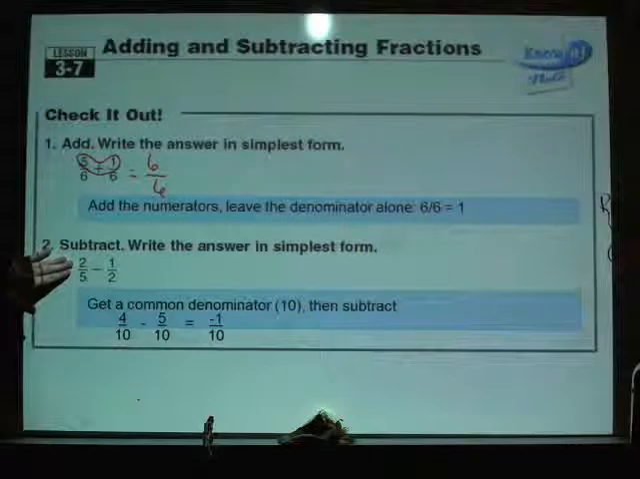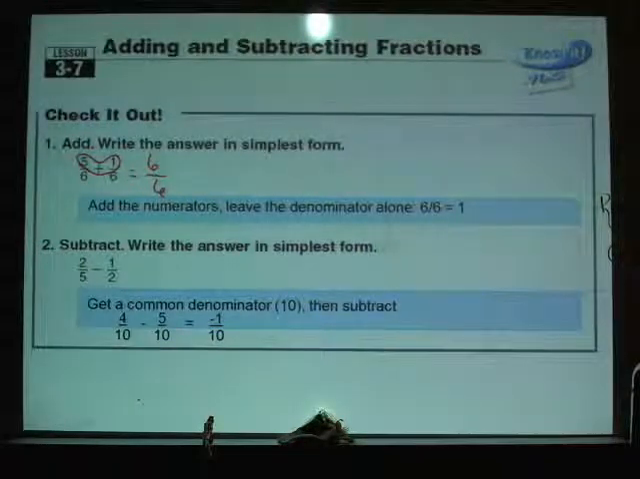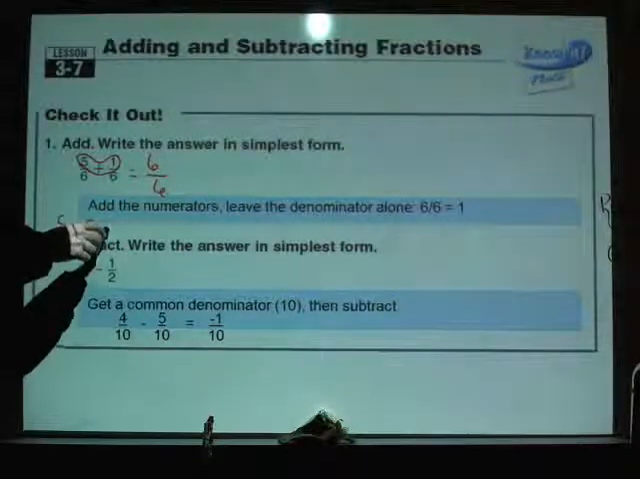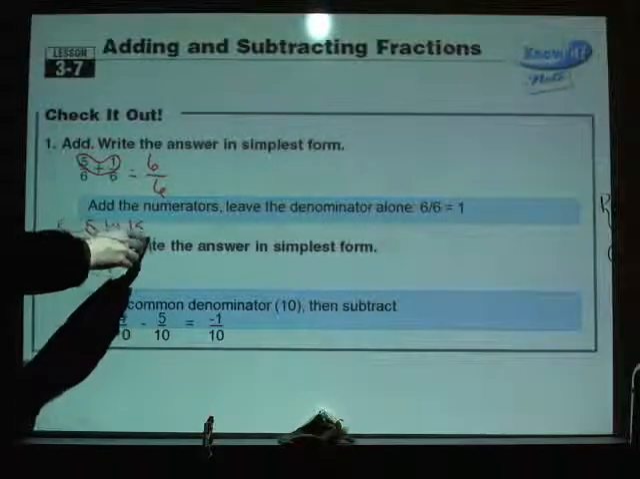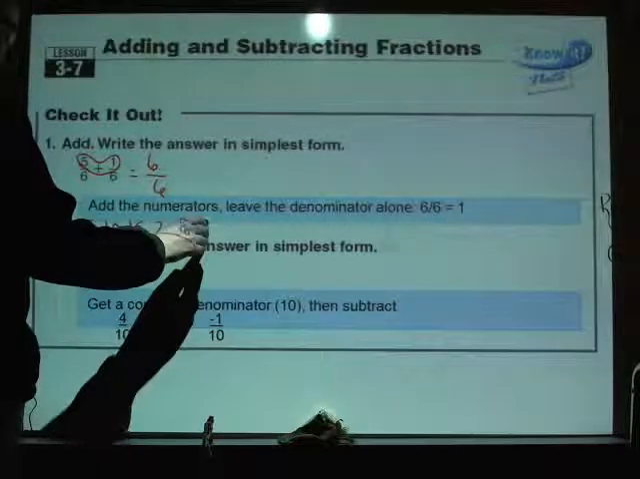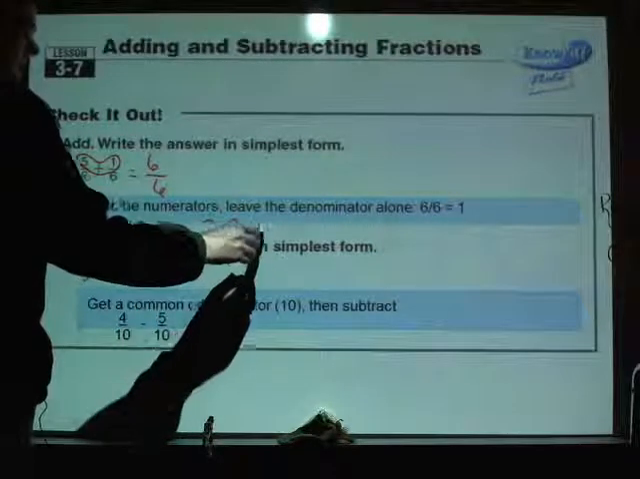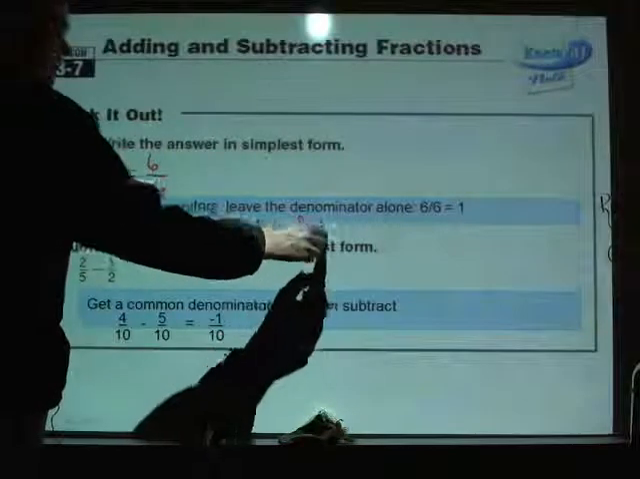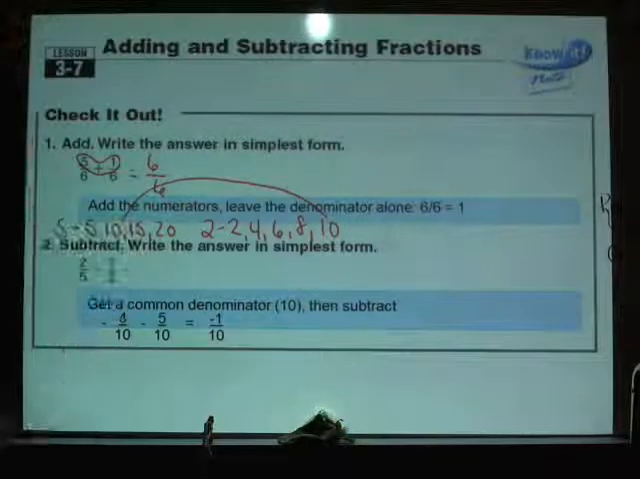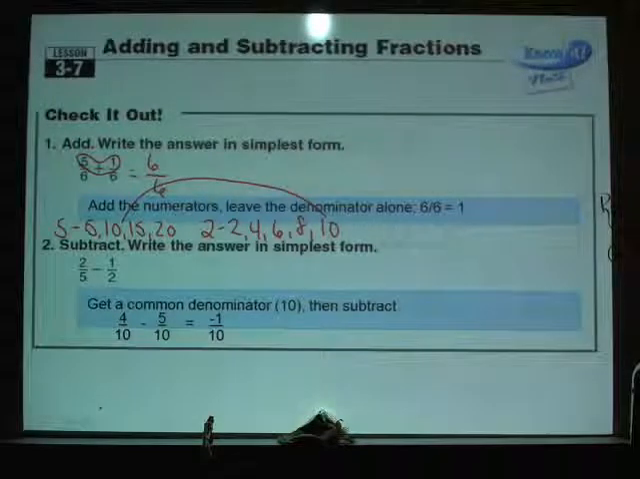Now we're subtracting in number 2, but we have different denominators here, so we're going to have to start off with a common denominator. 2/5 minus a half. So again, we're going to find the least common multiple of the denominators, which is the least common denominator. So with denominators 5 and 2, multiples of 5 would go 5, 10, 15, 20. Multiples of 2 would go 2, 4, 6, 8, 10. And as you can see, the match hits here at 10. So the least common multiple of the denominators, 5 and 2, is 10.